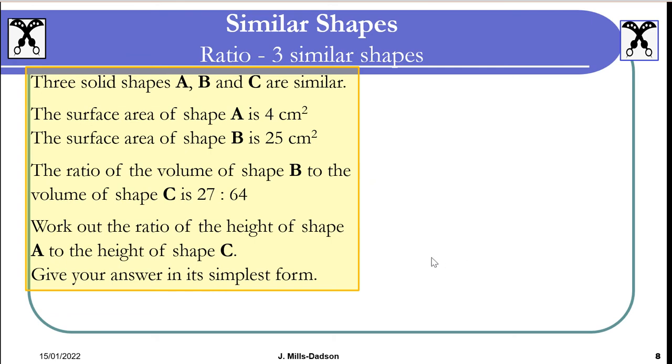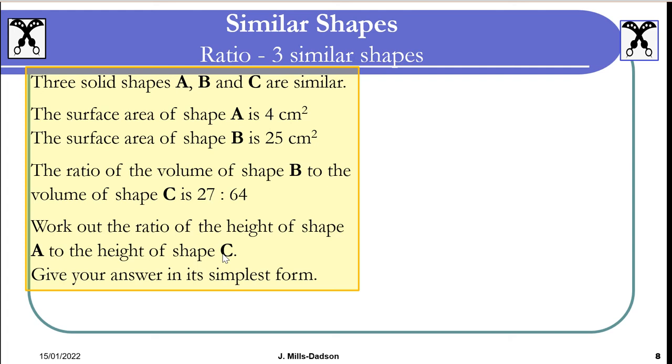Another exam style question where we have 3 similar shapes. A, B, C are similar. The surface area of A is 4 cm squared. The surface area of B is 25 cm squared. So that's one part of information. The ratio of the volume of shape B to the volume of shape C is 27:64. Work out the ratio of the height of shape A to the height of shape C. Give your answer in simplest form.